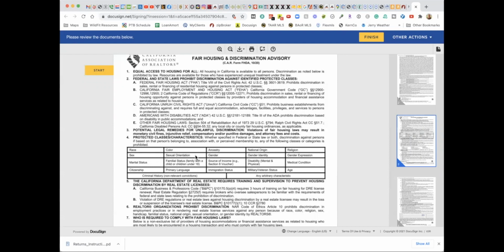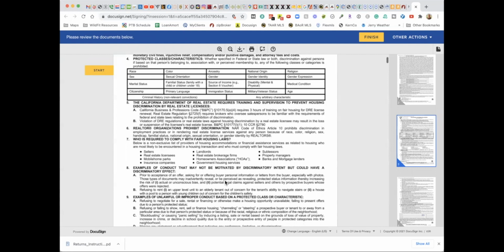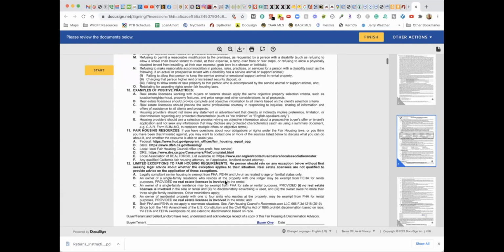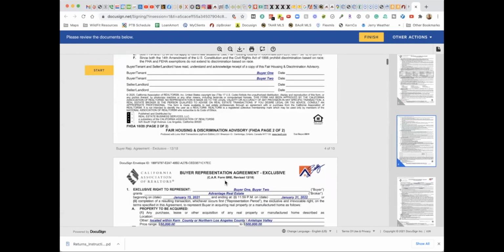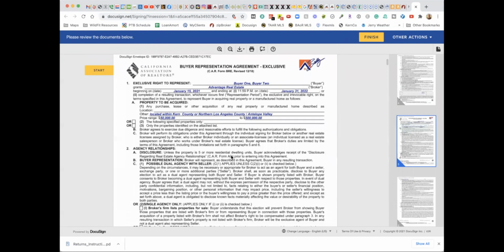So the whole thing is, these are all protected classes. What it comes down to is do the right thing, always do the right thing. And just to let you know, that's the way we do business. But that has become a part of all of our transactions now. So then we get to the buyer representation agreement.